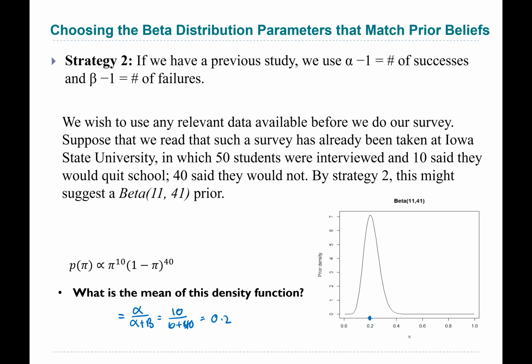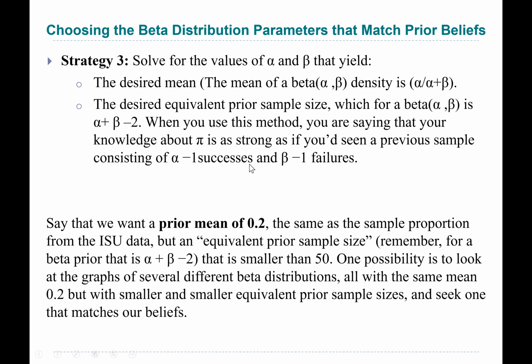This is a graphical representation. It gives high probability, or high likelihood, to the values very close to 0.2, and small values for the others. So maybe this one matches your beliefs, using the previous study, and you feel it is okay to use it.